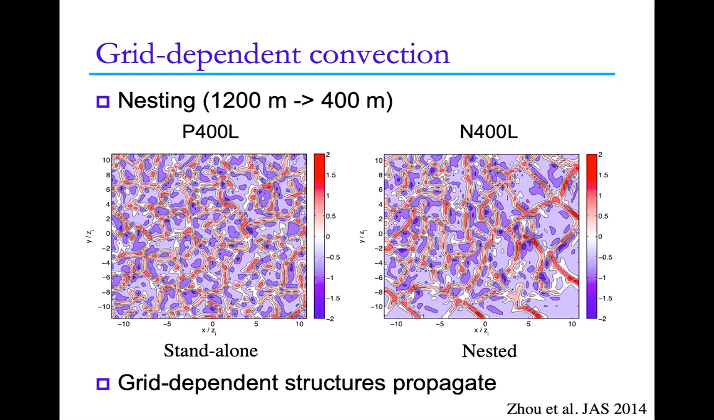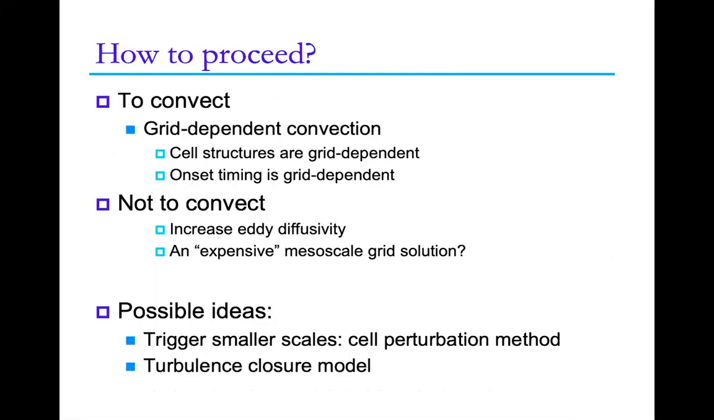Well, for this convective boundary layer case, you might ask, should we allow convection or should we not allow convection? If you do have convection, we see that it ends up being grid dependent. The cell structures that develop depend on what delta X you've chosen, whether it's 800 meters or 400 meters or whatever. And the timing of that onset of convection also depends on the resolution that you've chosen.